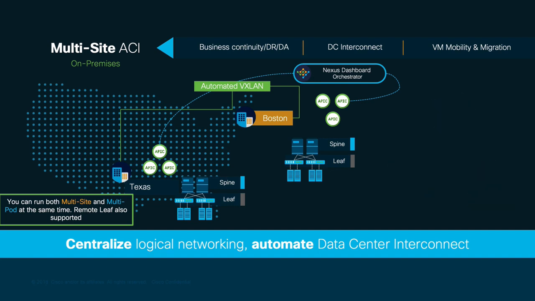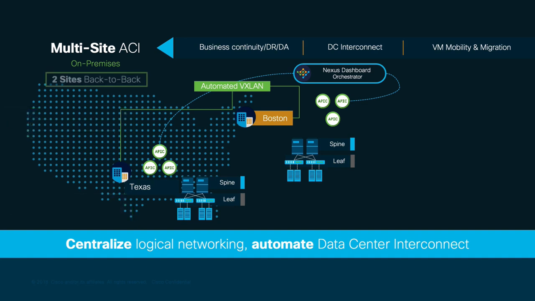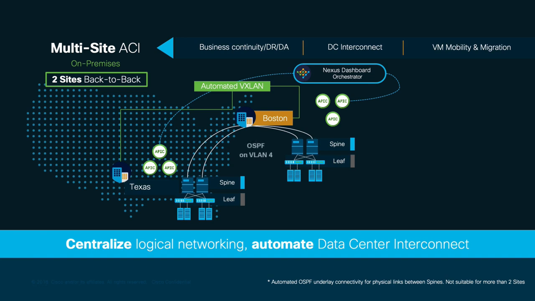In this case, we would be following the same model, with each ACI site behaving as a region and each pod as an availability zone. Back to our example, if you only have 2 sites and won't scale any further, you could implement multi-site back-to-back, where you only need to provide physical connectivity between spines on each site, and then Nexus Dashboard Orchestrator will take care of automating the OSPF underlay and VXLAN overlay between sites.